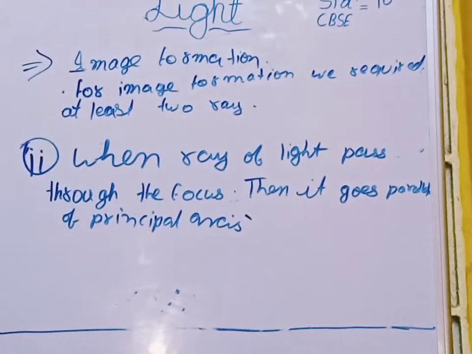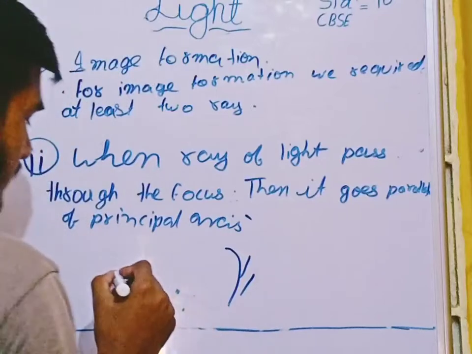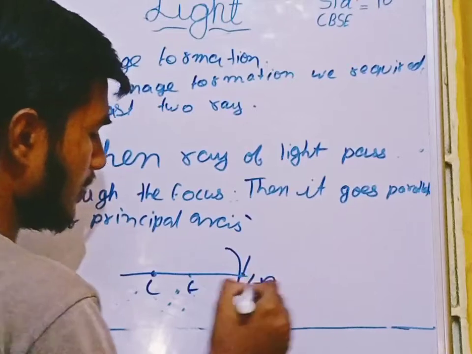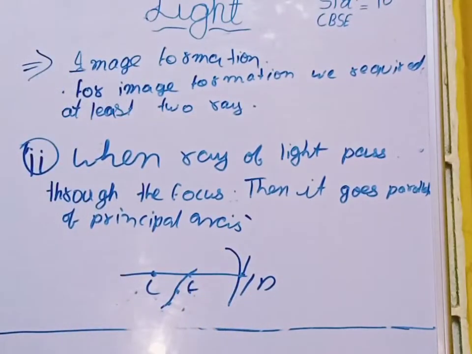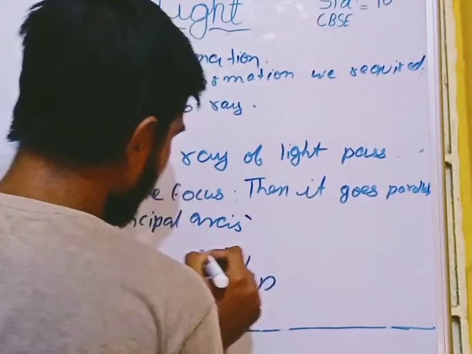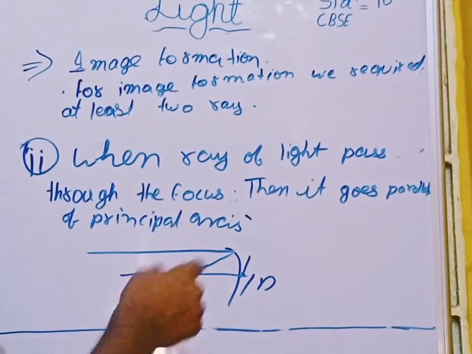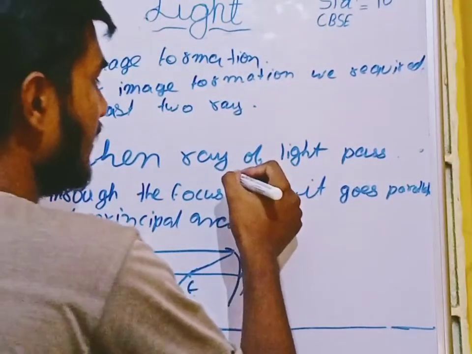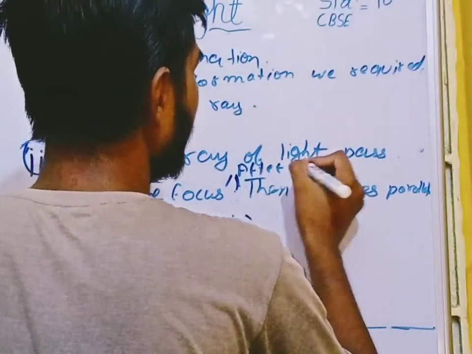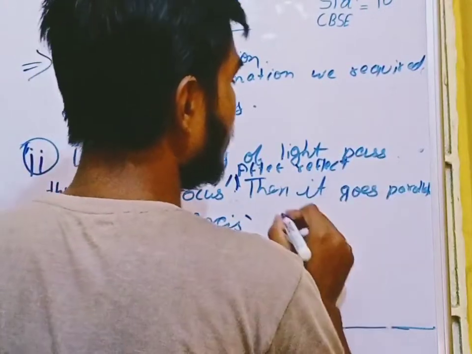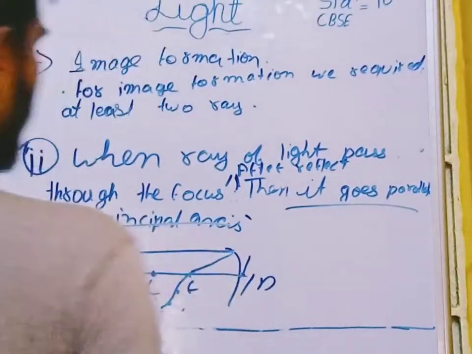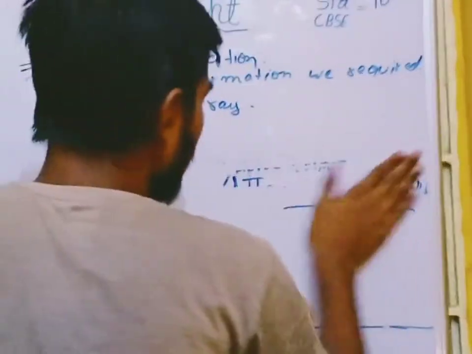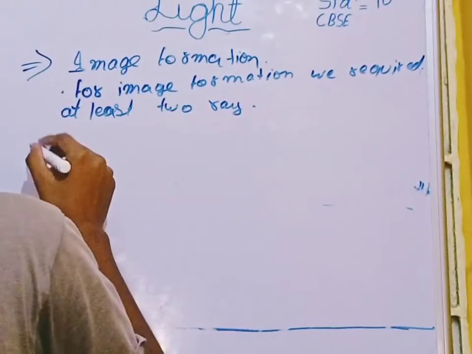What does it state? Whenever a ray of light passes through focus, this is C, this is F, and this is P, then after reflection it goes parallel to the principal axis. Now we have to see the third rule.